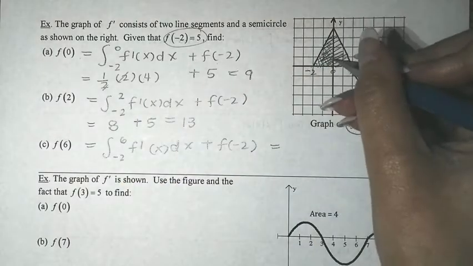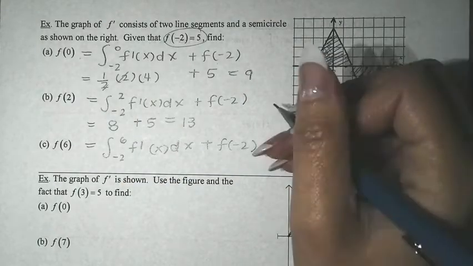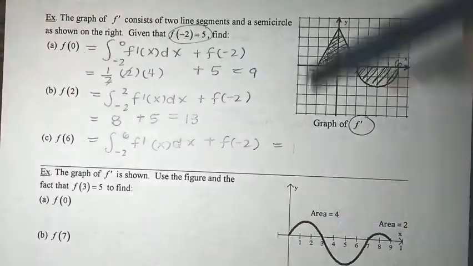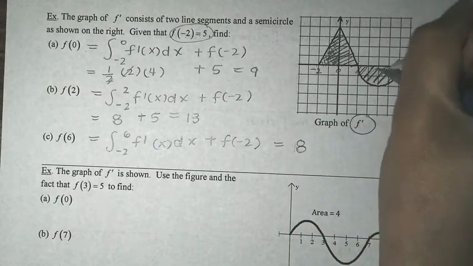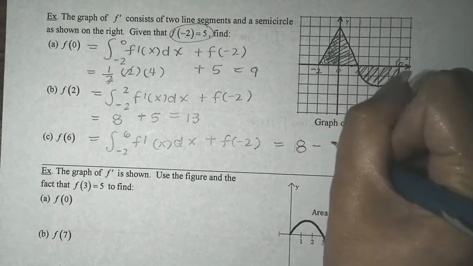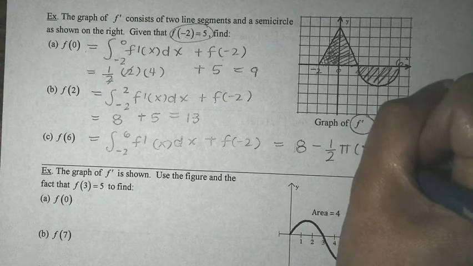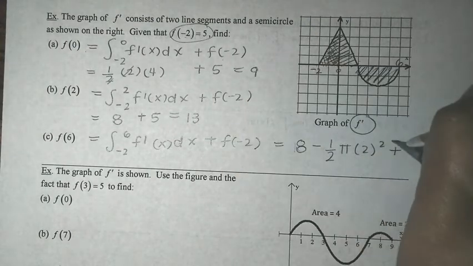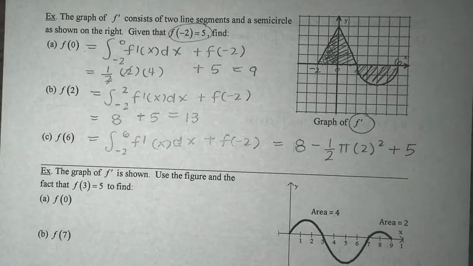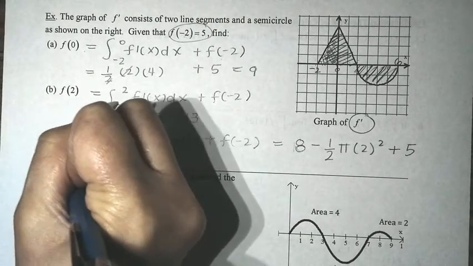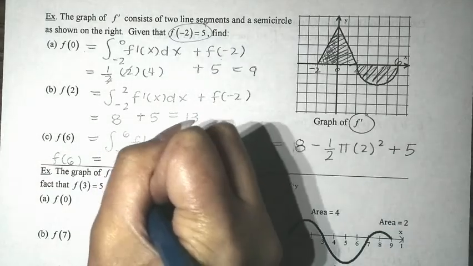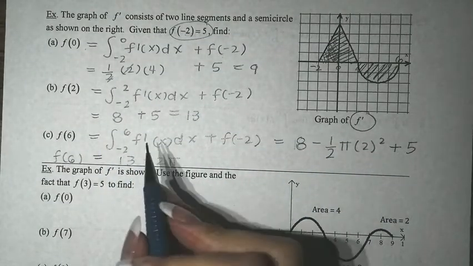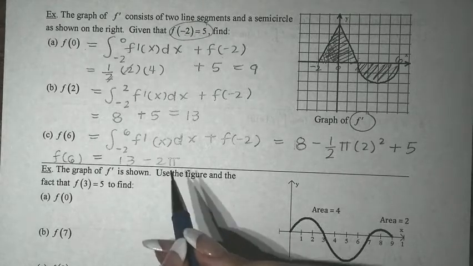Therefore, you are going to have this triangle that we have here. Okay? That it's, what was it? It was 8. But we're also going to have this one, so it's going to be minus 1/2 pi r squared, which you know is negative 2 pi, plus, and then you have this guy, which is 5. So combining like terms here, you know that f of 6 is going to be equal to 13 minus 2 pi. Okay, and that's what we have for part C. And that's it for part C.